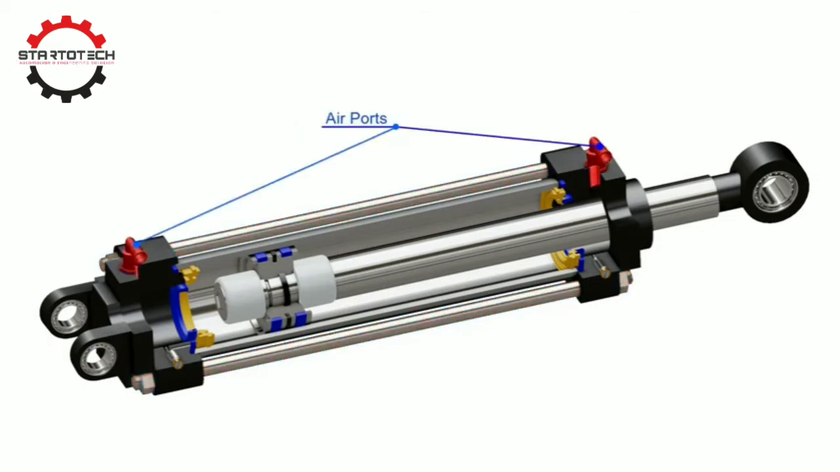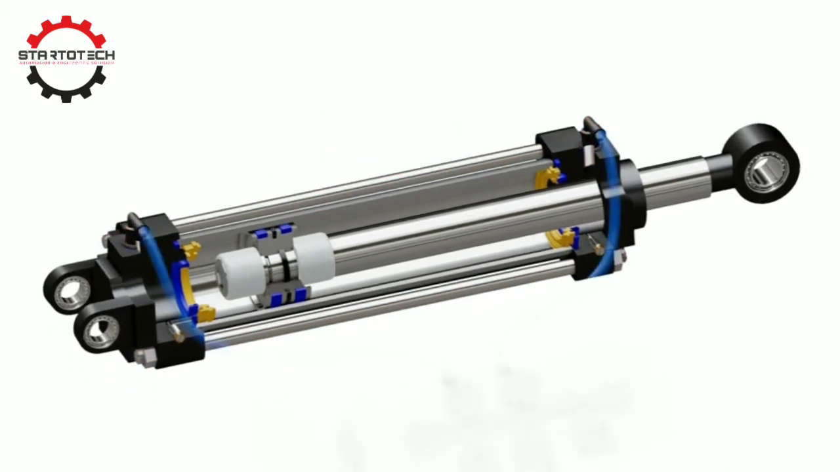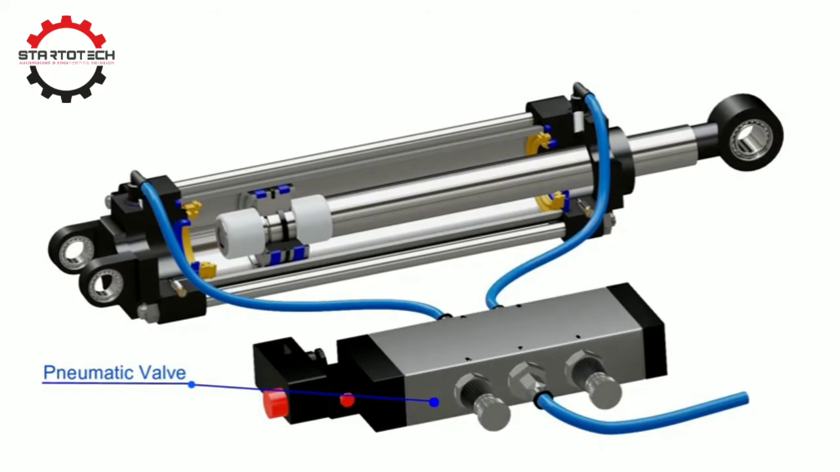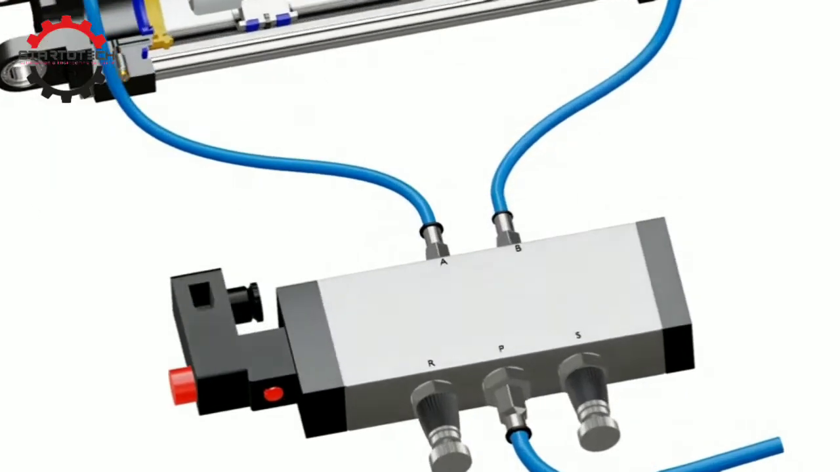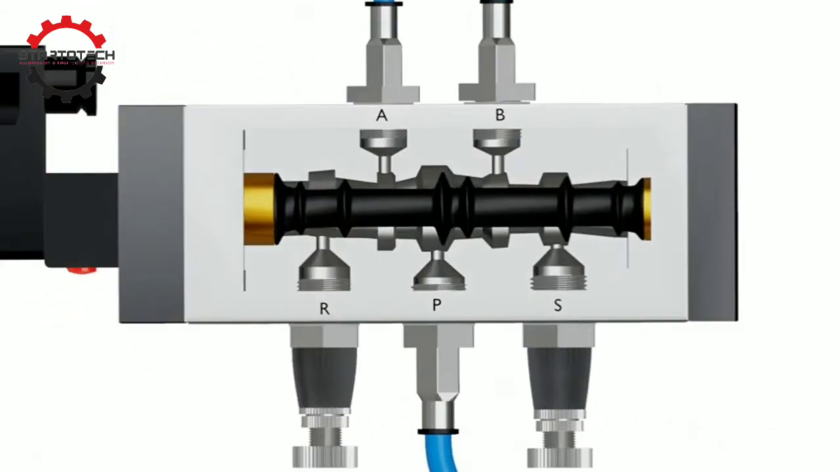Air ports are screwed to the ends, through which compressed gas flows in and out. A pneumatic valve is connected to these air ports using pneumatic hoses. The valve shown here is a 5-port 4-way valve.